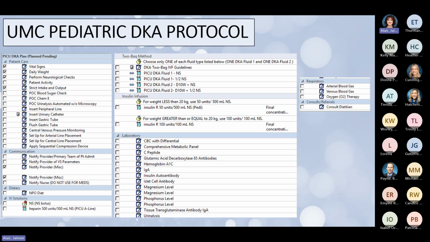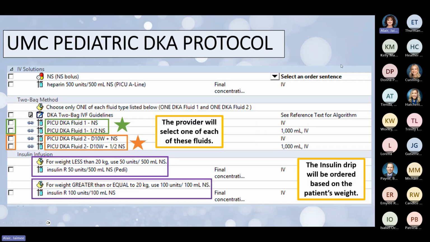This is the UMC DKA protocol. It's kind of everything that you would possibly need, from a well DKA to a very, very sick DKA. We have our insulin protocols based on weight. We have our respiratory things like our blood gases, oxygen, dietitian. There's multiple things here that I feel like are important. They're labs and stuff. Most of the time we'll do serial labs.